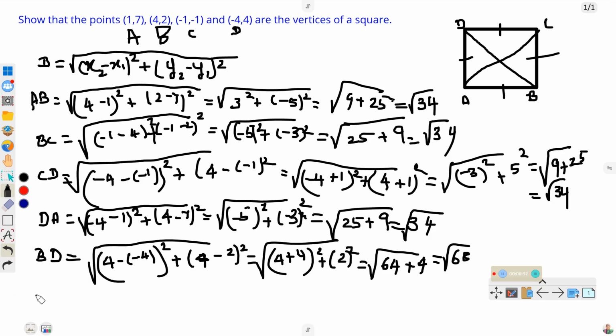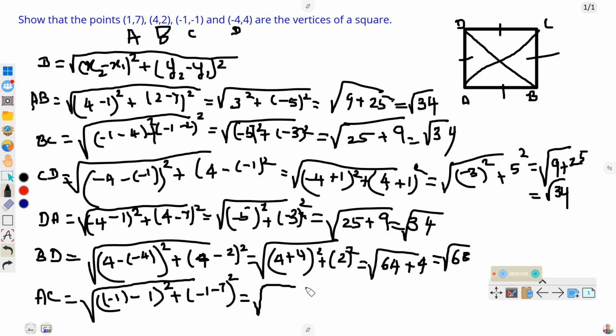Another diagonal AC. For AC, A is x1 y1, C is x2 y2. C has x2 as minus 1, minus 1 whole square, plus y2 is minus 1 and A's y1 is 7, so minus 1 minus 7 whole square. The square root of minus 1 minus 1, minus 2 whole square, and minus 1 minus 7, minus 8 square. Then it will be 4 plus 64, which is nothing but 68.